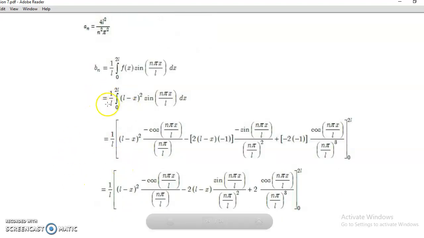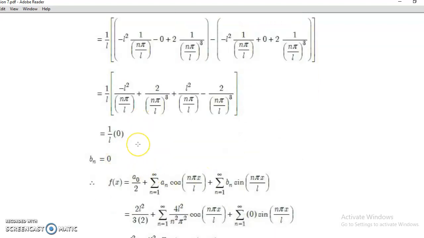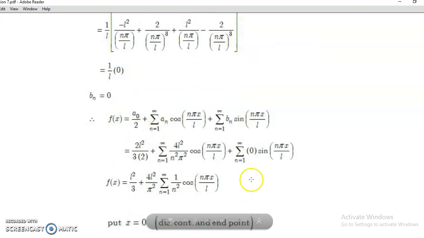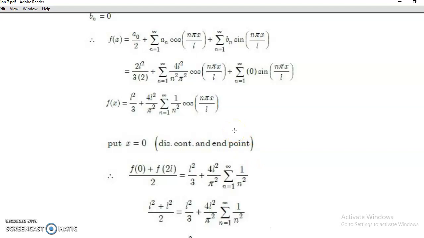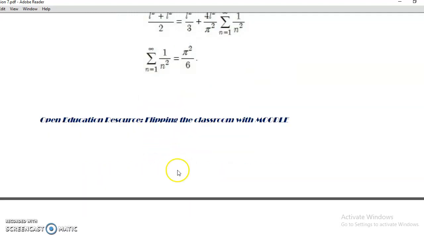And similarly find bn also. Again l minus x whole square sin n pi x by l. Use Bernoulli's formula again. After applying the limit, you will get 1 by l into 0, so the bn value is 0 here. So I have the substitution here. Then as I said earlier, as we have seen in those two designs, put x equal to 0 to deduce the series, either a continuous point or a discontinuous point. And here you can apply x equal to 2l also. Then followed by that, you can deduce this series.